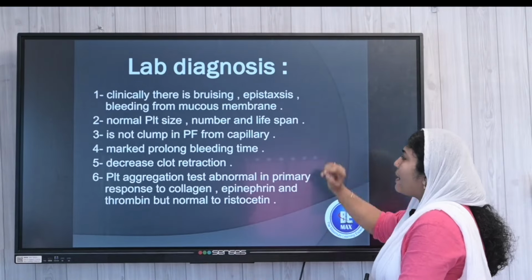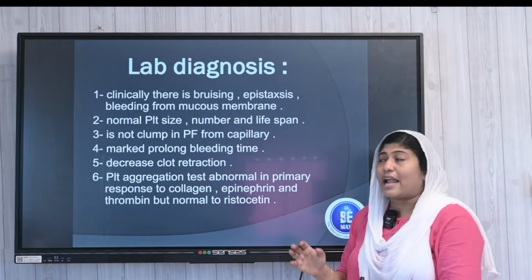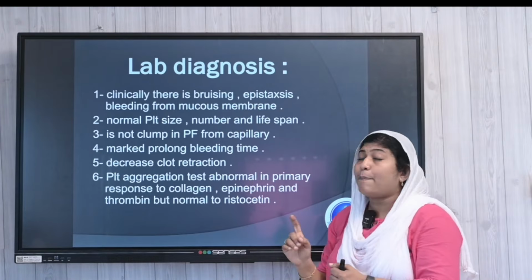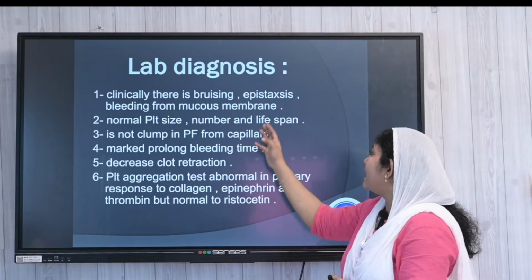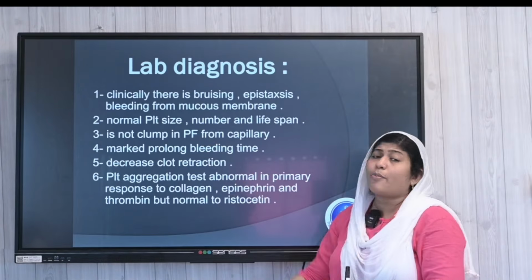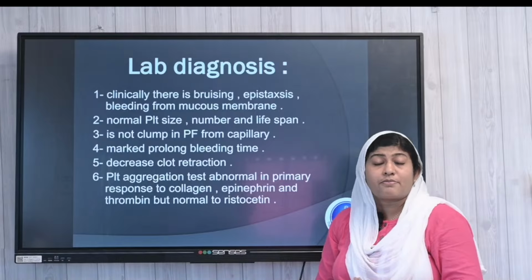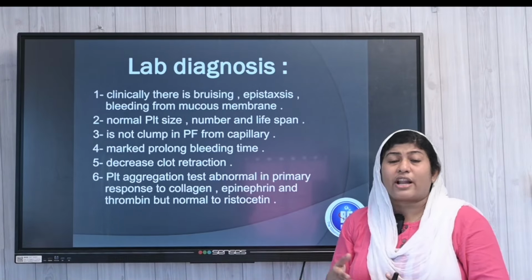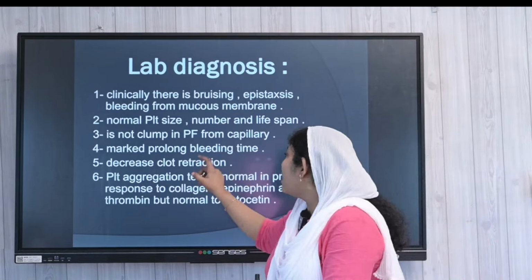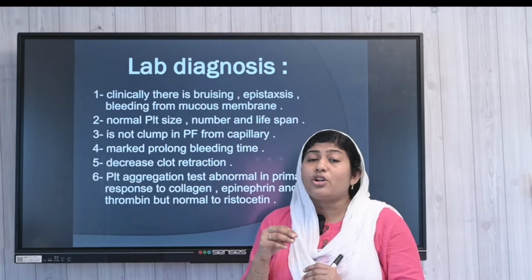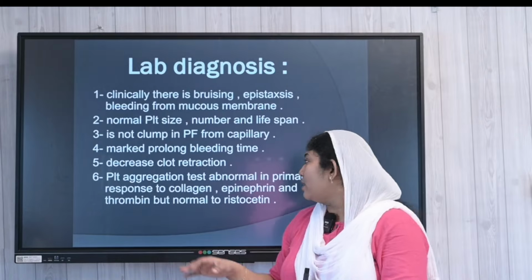Then the lab diagnosis. When we check a patient with Glanzmann thrombasthenia, we can see easy bruising in the skin, and epistaxis or nasal bleeding from the mucous membrane. But our platelet size may be normal, sometimes our platelet count may be normal, and the lifespan of platelets, 8 to 12 days, will also be normal. But here the problem is in the aggregation. If platelets do not aggregate properly, bleeding will continue.